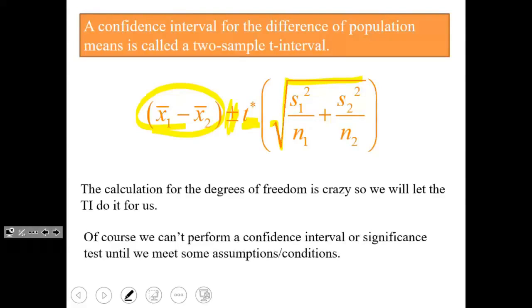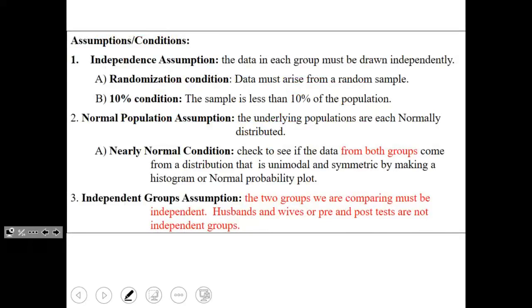Of course, we can't do the confidence interval or that until we check our assumptions and conditions. But now we have two samples. We need to check them for both of them. First off, I need independence. I've got to have randomization. I've got to have random samples. Second, I've got to have sampled less than 10% of the population. Third, I need a nearly normal population assumption.